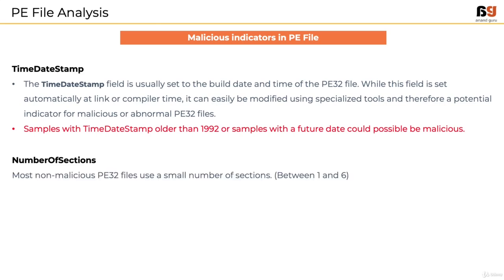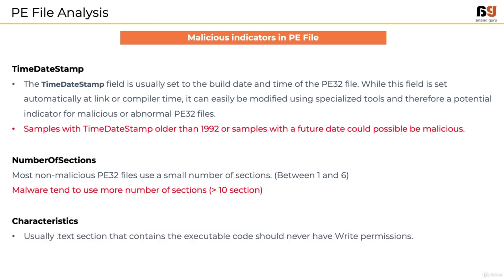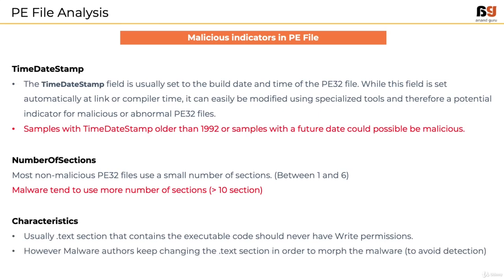Next, we will look into the number of sections field. Most non-malicious PE files use a small number of sections, usually between 1 to 6. If there are more sections, like more than 10, it could possibly be a malware. We should also focus on the characteristics or permissions of the sections. Usually, the .text section that contains the executable code should never have write permissions. However, malware authors keep changing the .text section in order to morph the malware in order to avoid detection. Write permission on a .text section is an indicator of a malicious file.